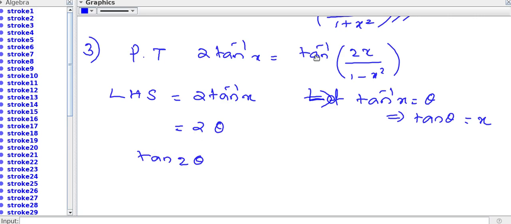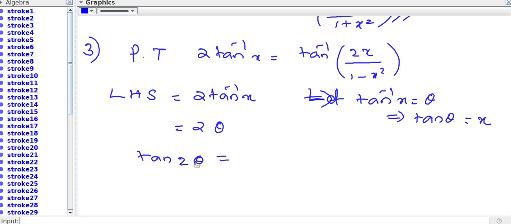If you have to prove this in terms of sine inverse of something, you have to take sine of something. If we want the answer in terms of tan, then we can take tan here. If we want the answer in cos of something, then we have to take cos here. So for tan, let us take tan 2 theta.